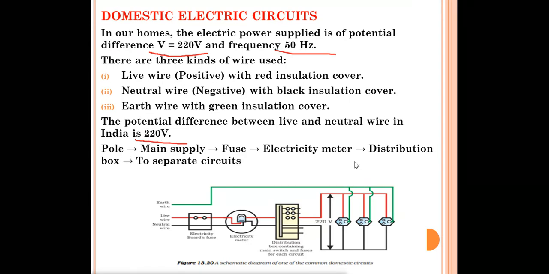Now, how is the electricity provided in our house? First of all, there is one pole. After that, the main supply is there.